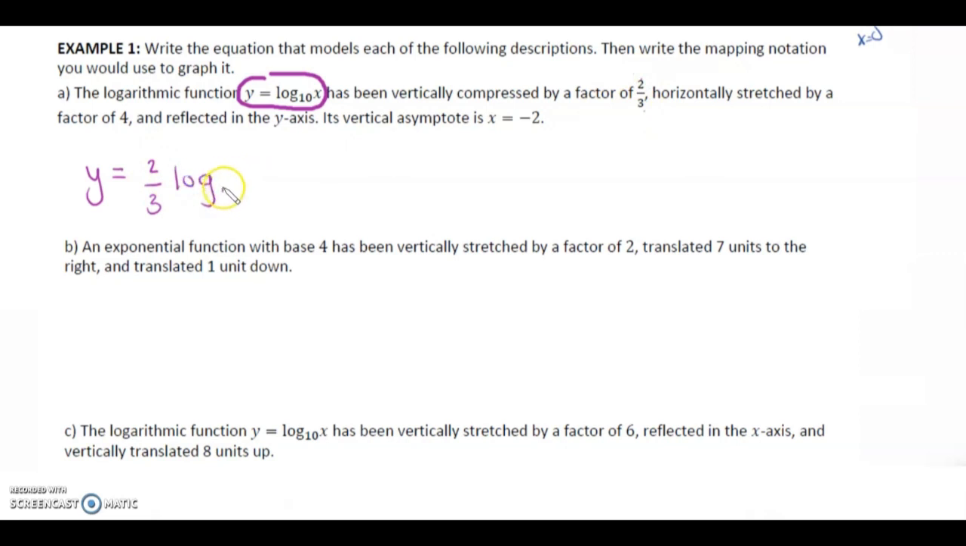base 10. And then I'm going to pause for a second. Horizontally stretched by a factor of 4. So this is going to be 1 quarter x. Reflected in the y-axis, so it's negative 1 quarter x. And the vertical asymptote is x equals negative 2. What that means is it went left 2 units. So in brackets with the x, it's x plus 2.